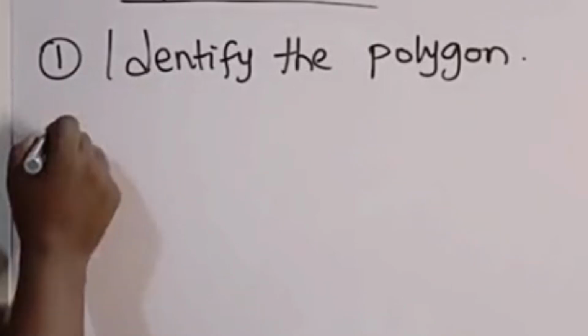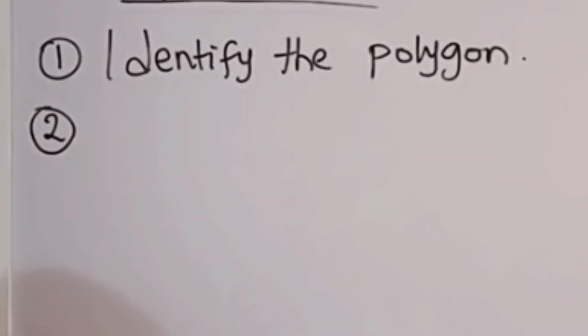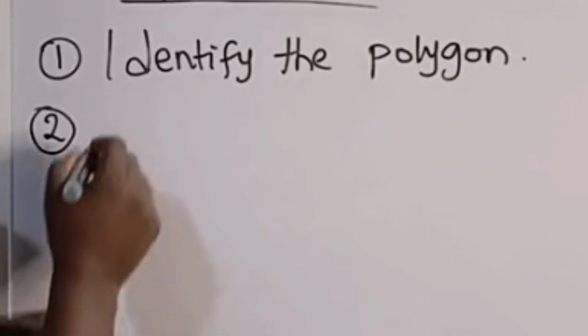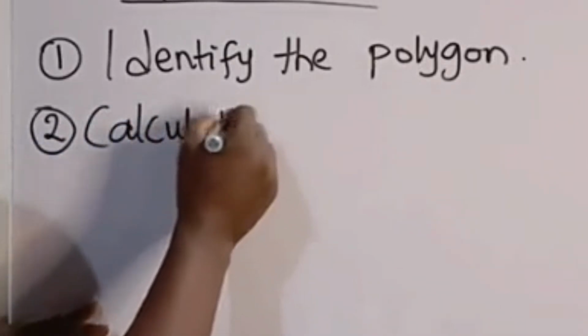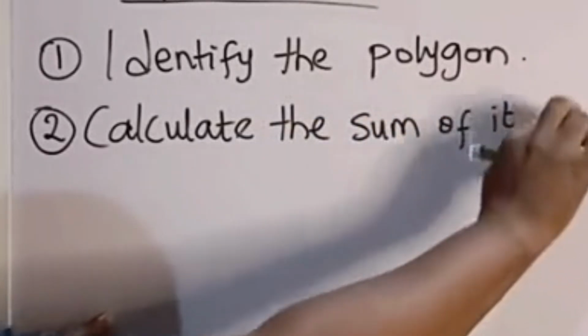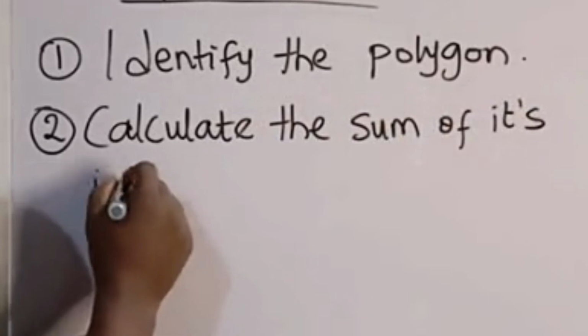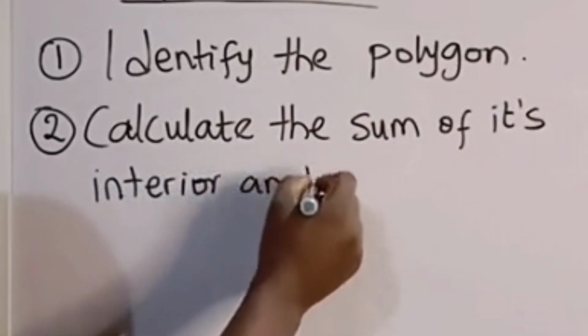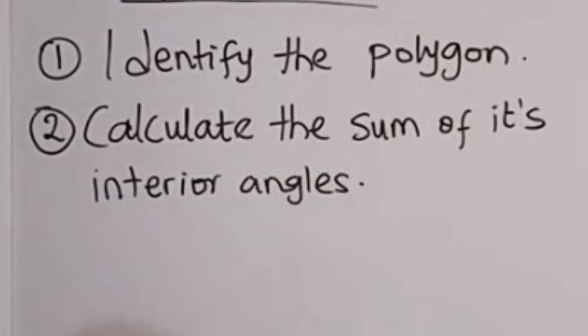The second step is calculate the sum of its interior angles. Once you've identified the polygon, the next thing is calculate the sum of its interior angles. If you add all the angles in that polygon, what are you supposed to get? There's a formula that you use to calculate that. We've learned that in the previous class, but in the course of solving these questions today, we're going to also go through that.